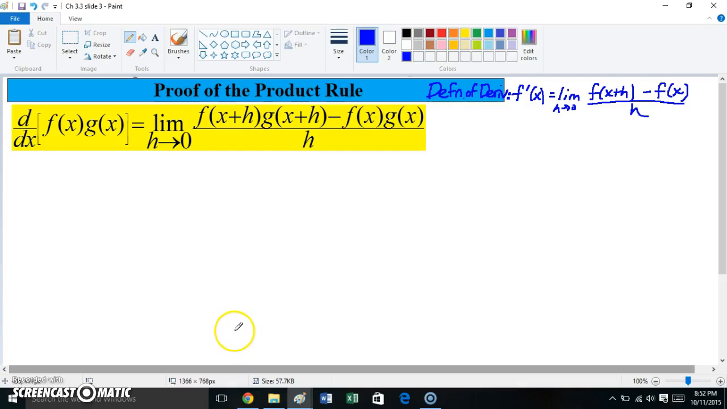To prove the product rule, we're going to use the definition of derivative. So if we have two functions being multiplied together, f of x times g of x, the definition of derivative would say the limit as h approaches 0 of f of x plus h times g of x plus h minus f of x times g of x all over h.